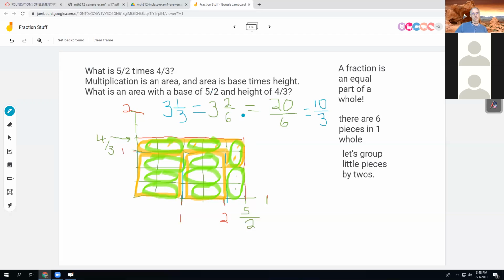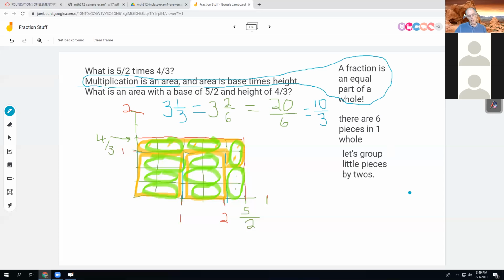But what's the process here? The process is to not know what the answer is and try and draw a picture of it. The process is to understand what fractions and multiplication mean, which is all this information here, and come up with a product, come up with the answer.